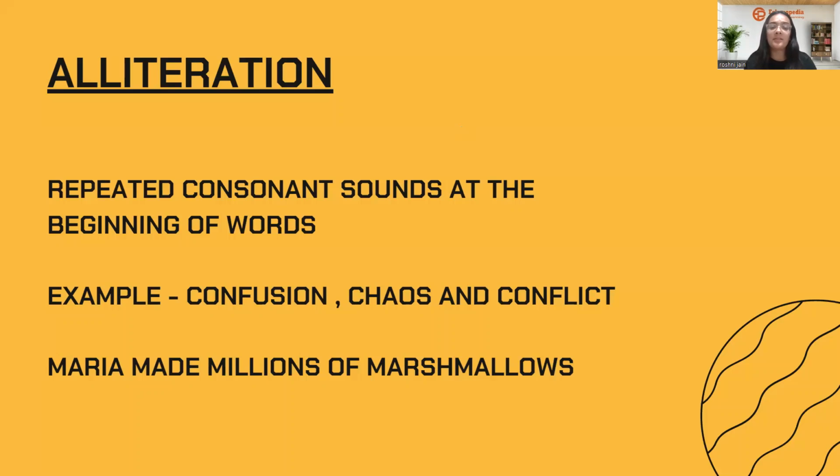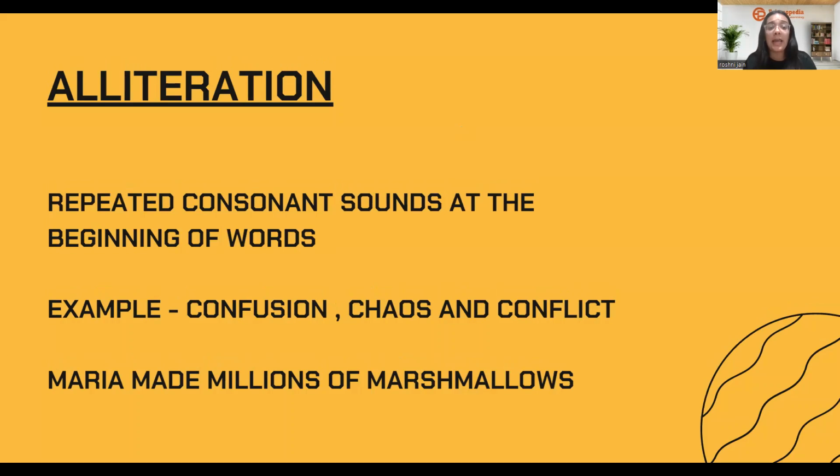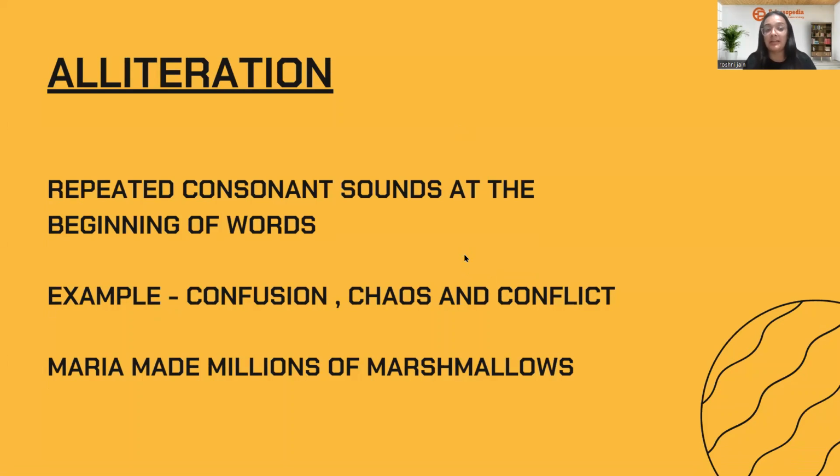Let's have one more example of alliteration. Maria made millions of marshmallows. Now can you observe something? Here M is being repeated in this line. Maria made millions of marshmallows. This is nothing but an alliterative sentence.